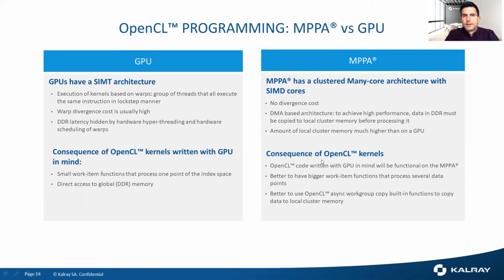If you look at the MPPA now, basically, if you take an OpenCL code that is written with GPU in mind, you just have to recompile it and it will be functional on the MPPA. So this is the beauty of using standards. But if you want to get high performance, you will have to follow some coding guidelines.